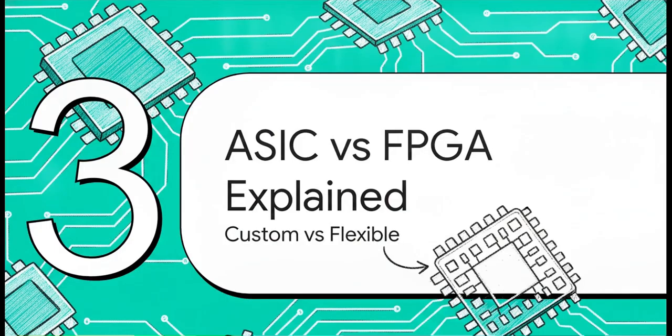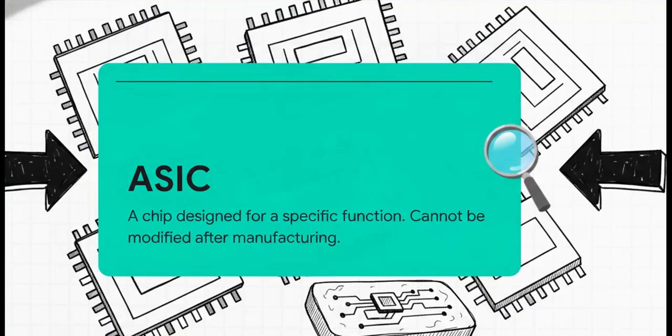Section 3, ASIC versus FPGA explained, the custom versus the flexible. Let's take these analogies and actually apply them to the silicon itself. First up, the ASIC. Its core identity is quite literally in its name, application-specific. This is a chip designed to perform one specific function and one function only. The absolute defining characteristic here is permanence. Once an ASIC is manufactured and leaves that fabrication plant, it cannot be changed. It is set in stone.